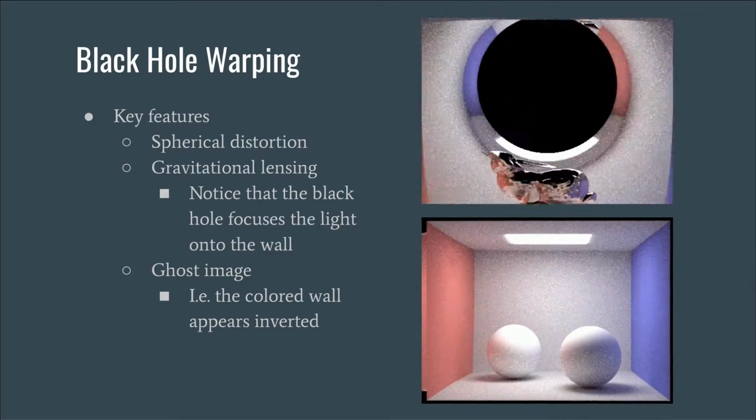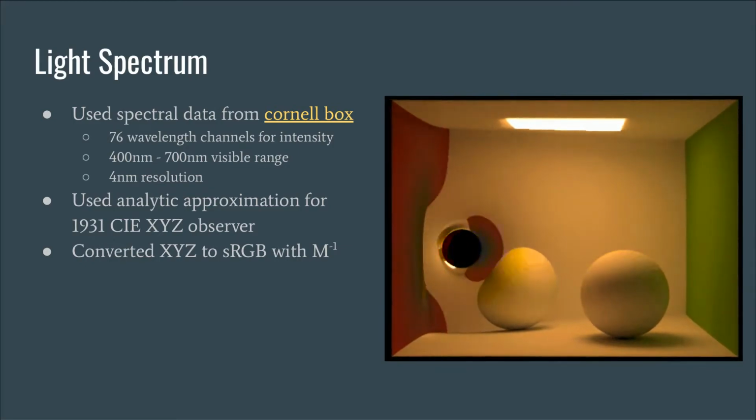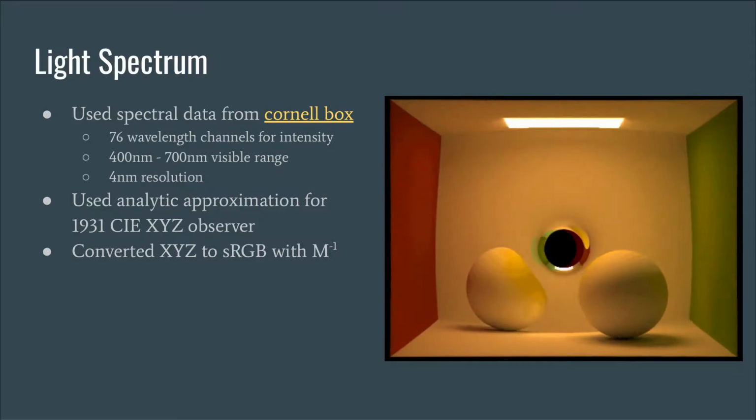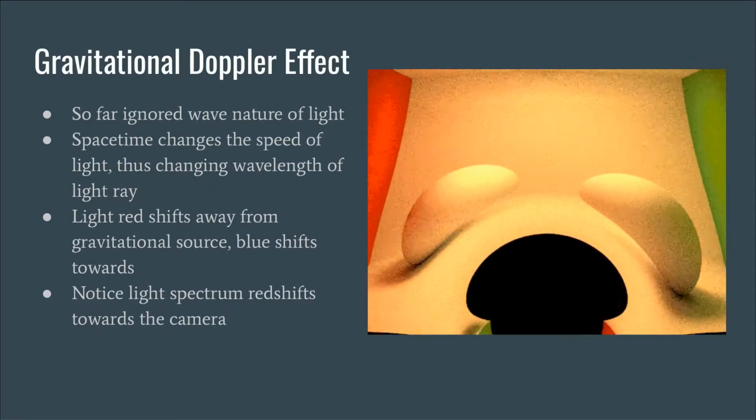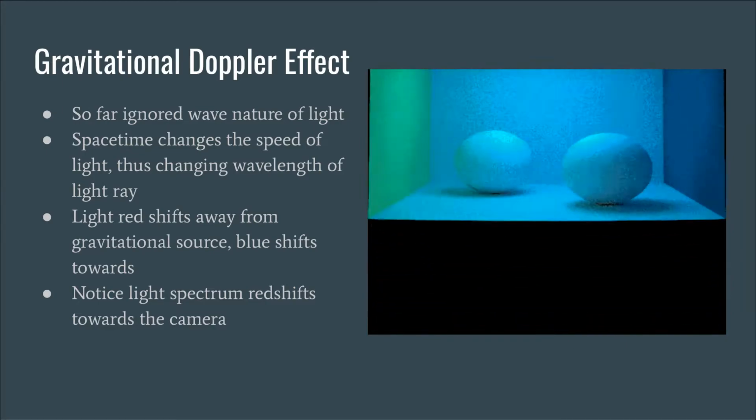the black hole's edges. We also implemented Doppler shifting by upgrading the RGB spectrum representation to a discrete spectral intensity map. We used 76 wavelength channels spanning the visible spectrum to achieve this. This is necessary because in an accurate physical simulation, light is redshifted when traveling away from gravity sources and blueshifts while moving towards one.